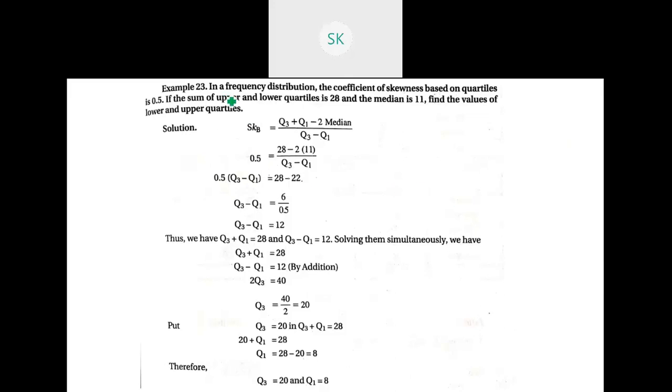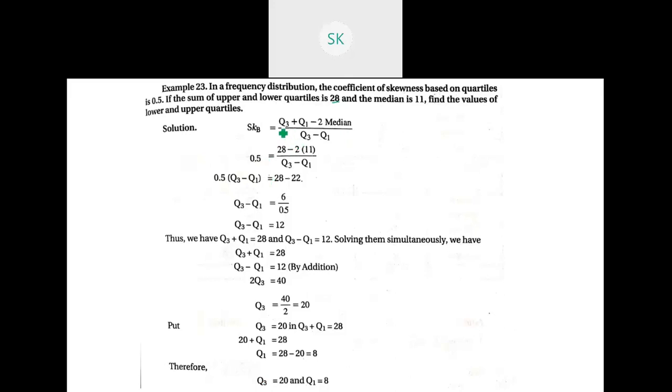They have given us the coefficient of skewness, that is SKB 0.5, and the sum of upper and lower quartiles, which is nothing but Q3 plus Q1, which is 28, and median is 11. We are supposed to find the values of Q3 and Q1. So let's apply all that into a formula. SKB, Bowley's coefficient of skewness, is equal to Q3 plus Q1 minus 2 median divided by Q3 minus Q1.